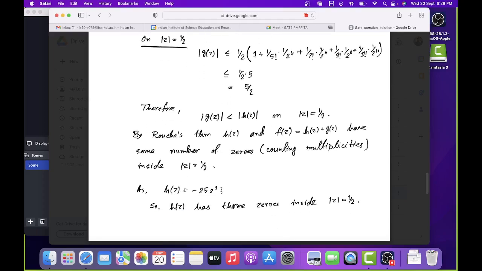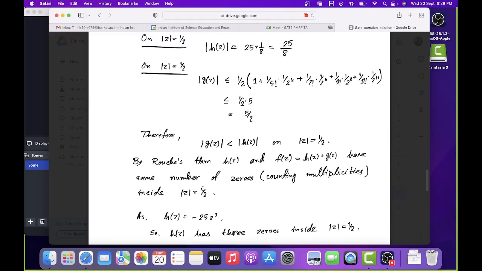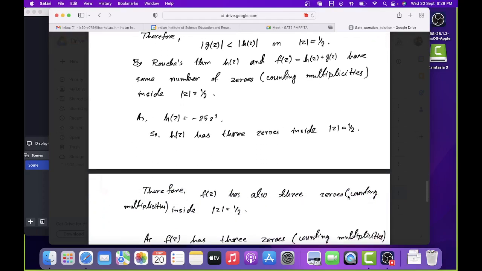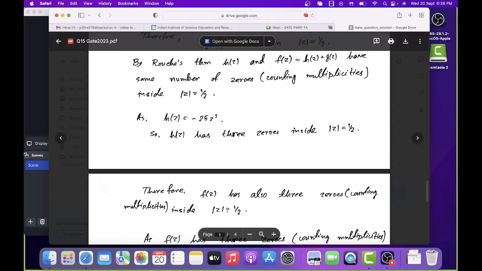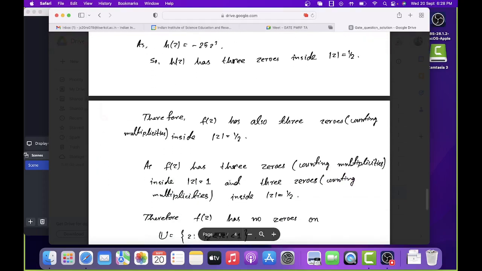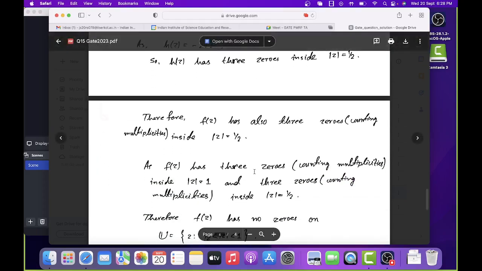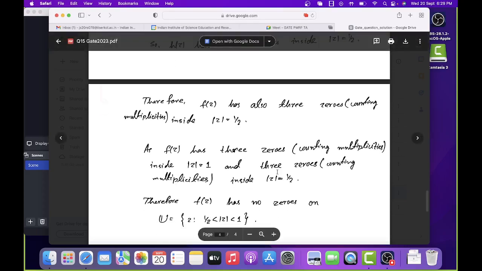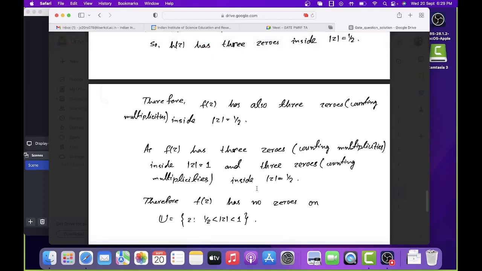So what are the zeros? It's only 0, right? Counting multiplicity, the multiplicity of 0 is 3. So h(z) has 3 zeros inside this circle of radius half. Therefore f(z) also has 3 zeros inside this circle of radius half. So earlier we got that f(z) has 3 zeros counting multiplicity inside the circle of radius 1, and it also has 3 zeros counting multiplicity inside the circle of radius half.